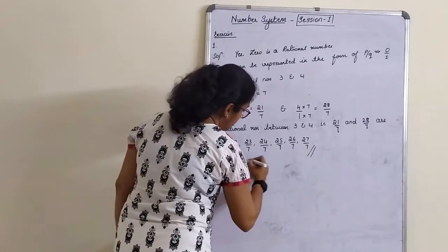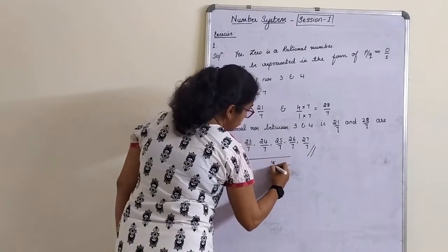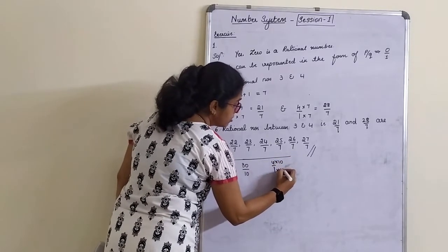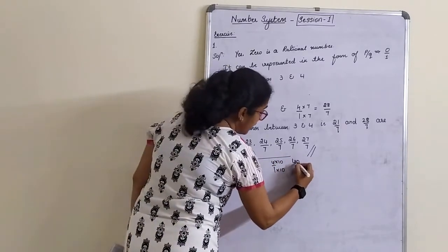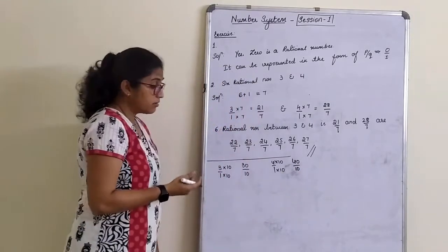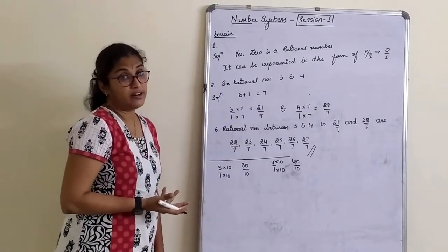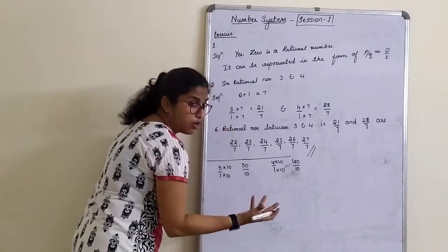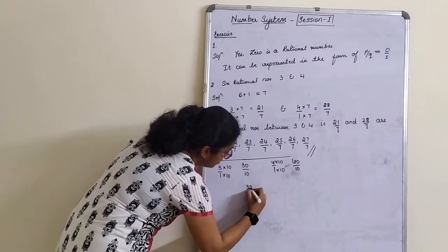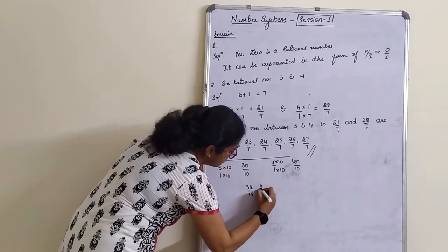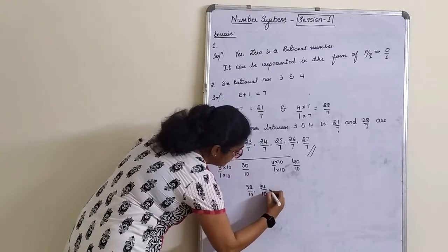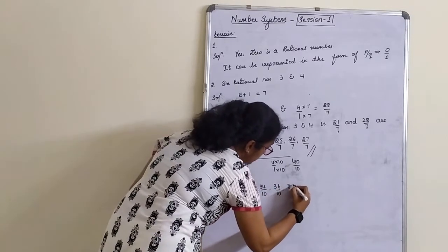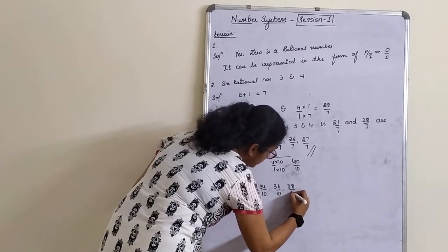I have the other number as 4. I assume that it is 4 by 1. I multiply this by 10, this also by 10. So what did I get? I got 40 by 10. 30 by 10 and 40 by 10. Can I find rational numbers? Only 6 I want. So okay, I choose only even numbers or odd numbers, up to you. 32 by 10, 34 by 10, 36 by 10, 38 by 10.